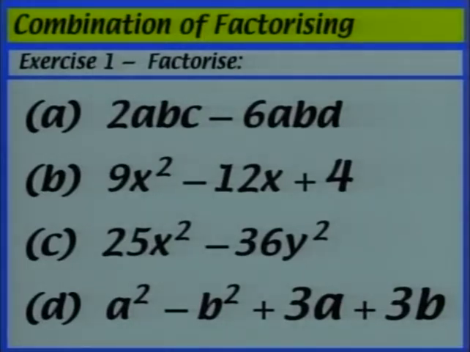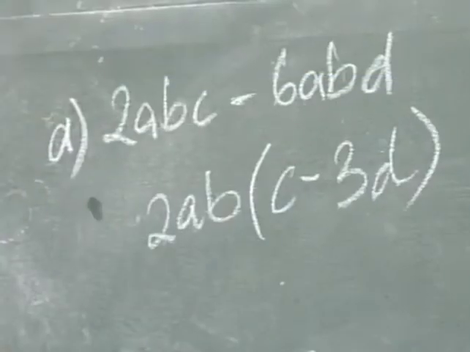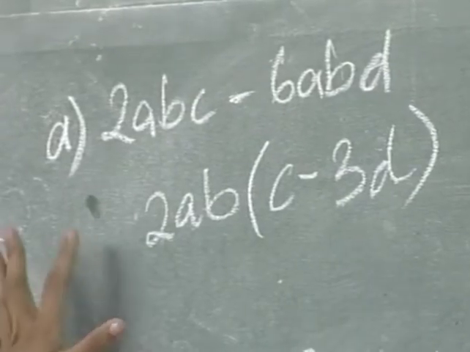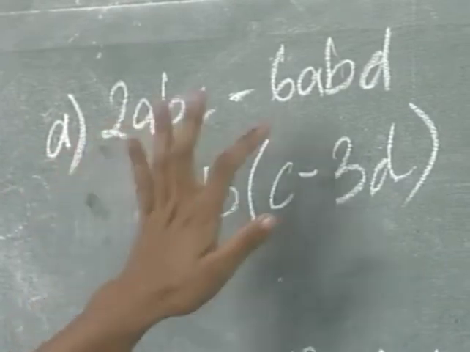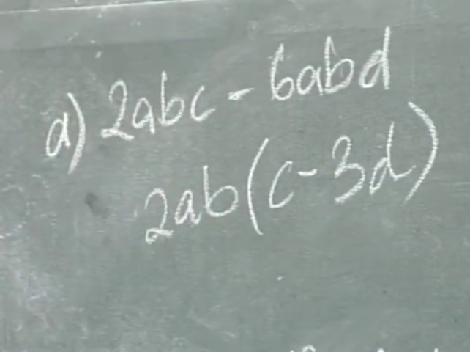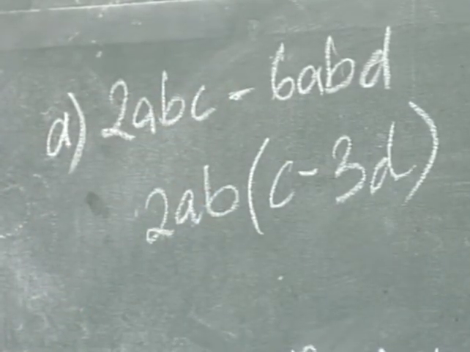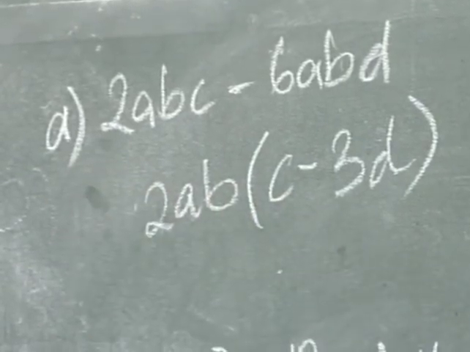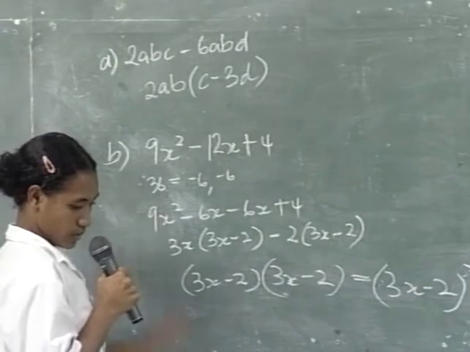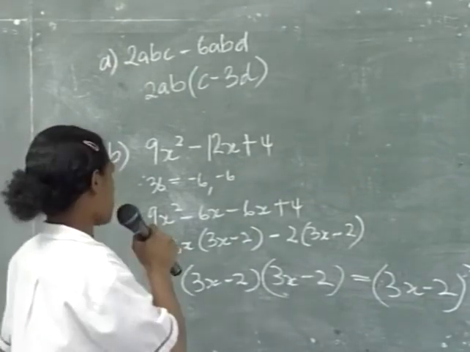The expression up here is... here you find the highest common factor. The highest common factor for these two terms is 2ab. You put it outside the bracket of c minus 3d. That's the answer. The second one is a quadratic trinomial expression.